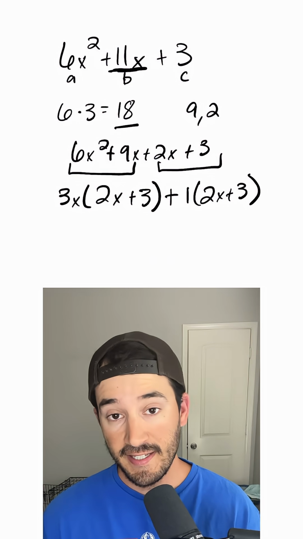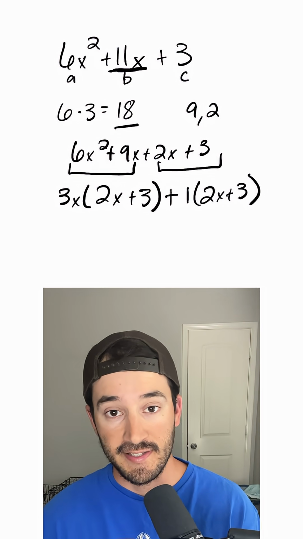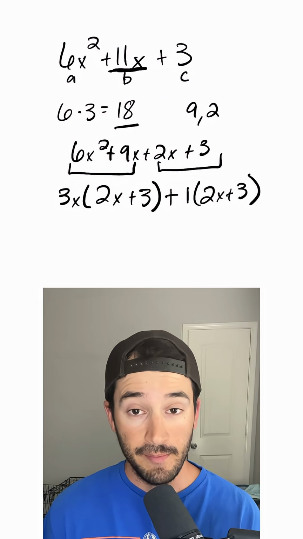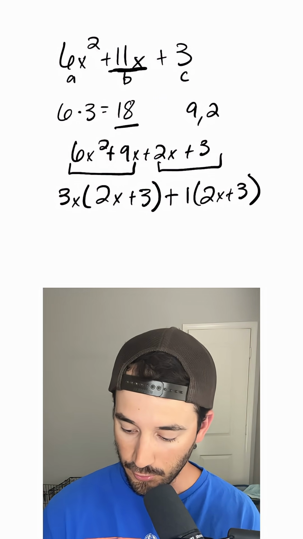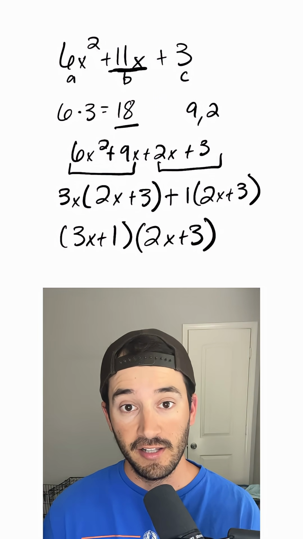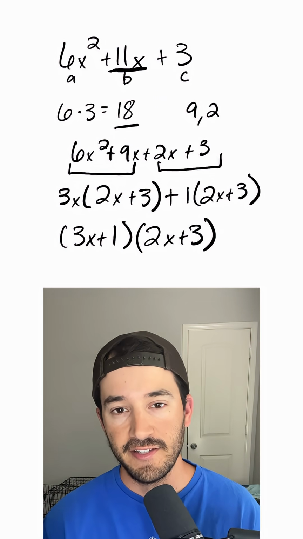So you can see that we ended up with the same thing inside of parentheses. We have 2x plus 3 and 2x plus 3. So that means that we can rewrite this as 3x plus 1 times 2x plus 3, and that would be our final answer. And so that is how you factor by grouping.